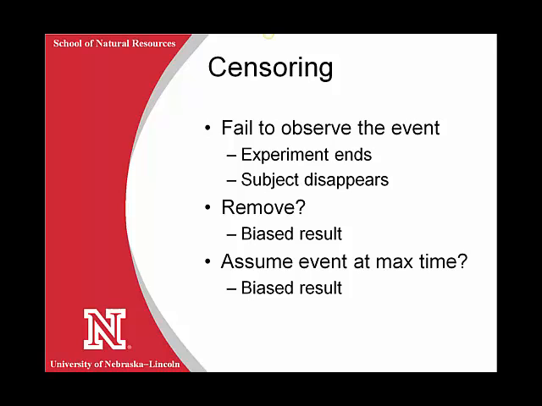And the question is what to do with these observations where you failed to observe the event. One typical thing to do is to remove those observations. The difficulty with this is that it's going to bias our results against those events which, in fact, might have occurred if we had waited long enough. Similarly, we could assume the event occurred at whatever the maximum time was, and that's going to cause the same sort of bias relative to what's really going on.